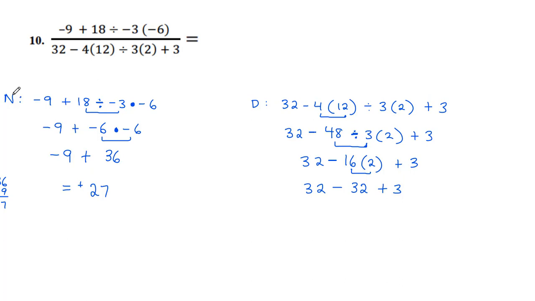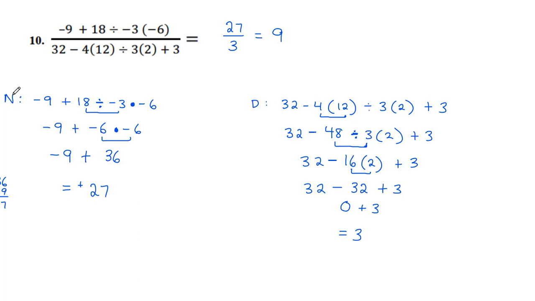Well, I can do the subtraction first. It's leftmost, so I need to. 32 minus 32 is 0, plus 3 equals 3. So that's my denominator. My numerator is 27. My denominator is 3. 27 divided by 3 is 9.